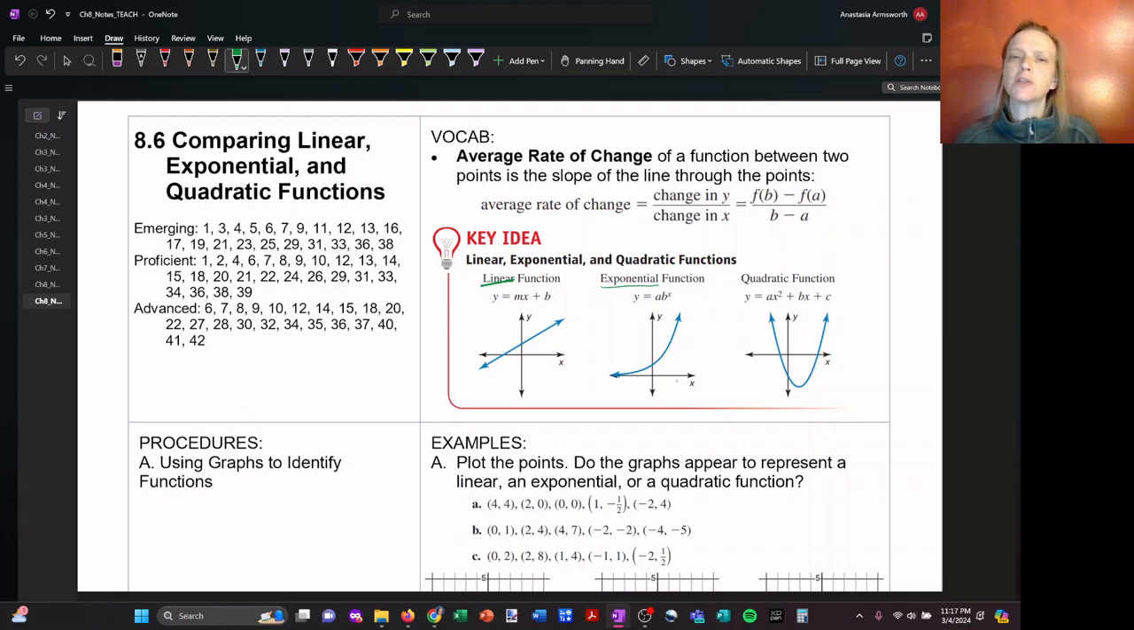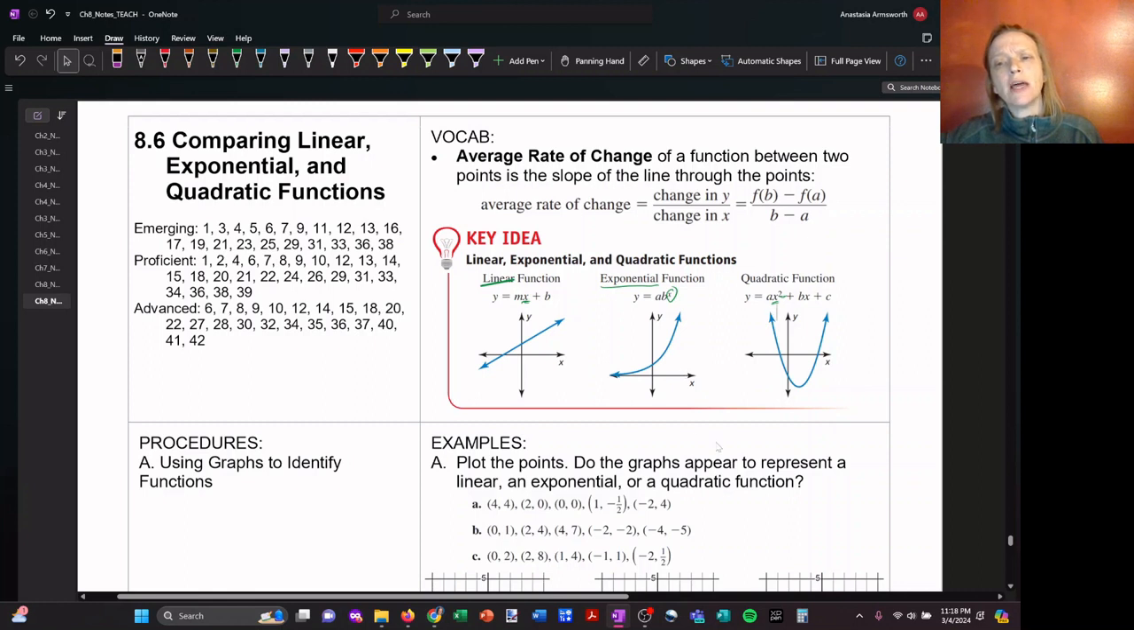And look at the difference in the functions themselves. In a linear function, your x, your variable, is only raised to the first power. There's no squared or cubed or anything like that on the variable. In an exponential function, the x is actually an exponent itself. So it's not that x is raised to a power, it is that x is the power on an exponential function. And then in a quadratic function, the largest exponent on your variable is a 2. You have to have a 2 as an exponent on the variable.